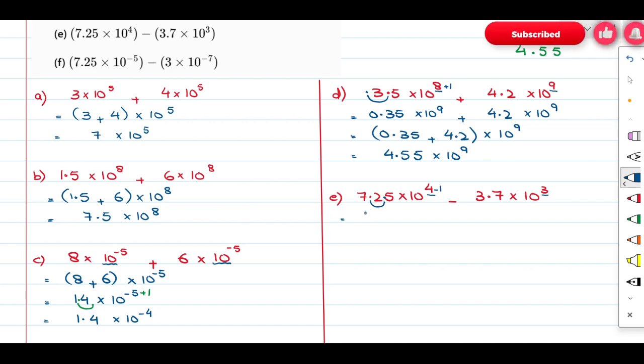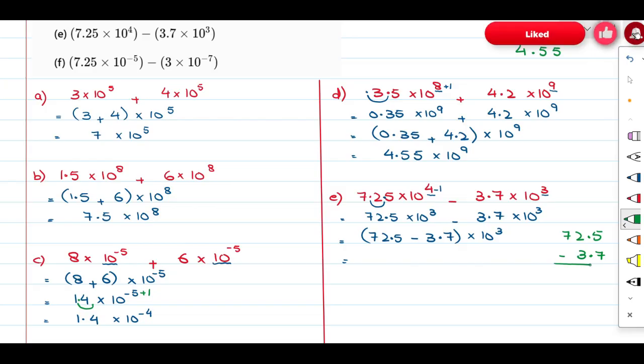Okay, now this is 72.5 multiply 10 to the power 3 minus 3.7 multiply 10 to the power 3. Again here the power 3 is the same, so from 72.5 we can subtract 3.7 and multiply 10 to the power 3. Okay, so let me subtract this. We can say 72.5 and 3.7. Whenever we do decimal subtraction or decimal addition, you have to align the decimal point.